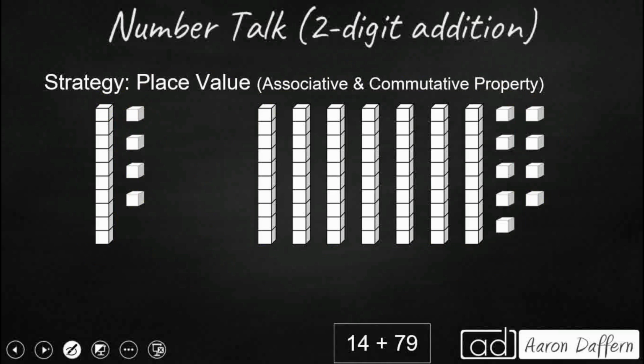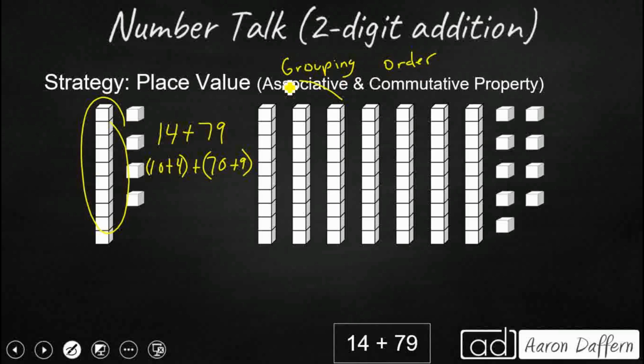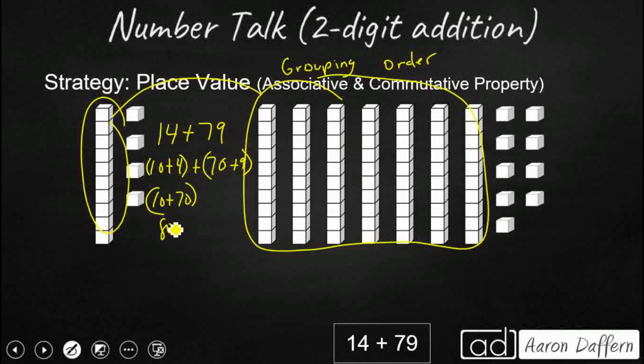Now, many of us will just go straight to place value, and that's a great strategy. If we can't think of anything else, what we do is we take each number, we break it apart into expanded form. So our 14 is 10 and 4. Our 79 is 70 and 9. And then we're going to use both our associative property to regroup them and our commutative property to reorder them. So we take our 10s first. So I've got my 10 and I've got my 70. Let's bring those together. 10 plus 70, and that's going to be 80.